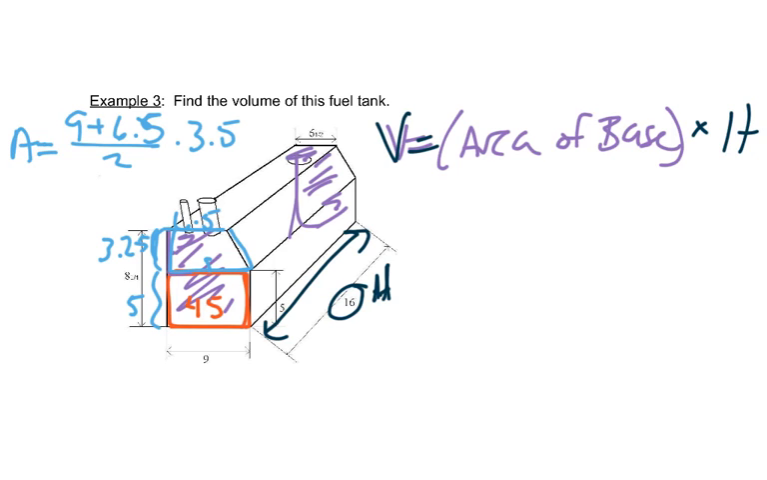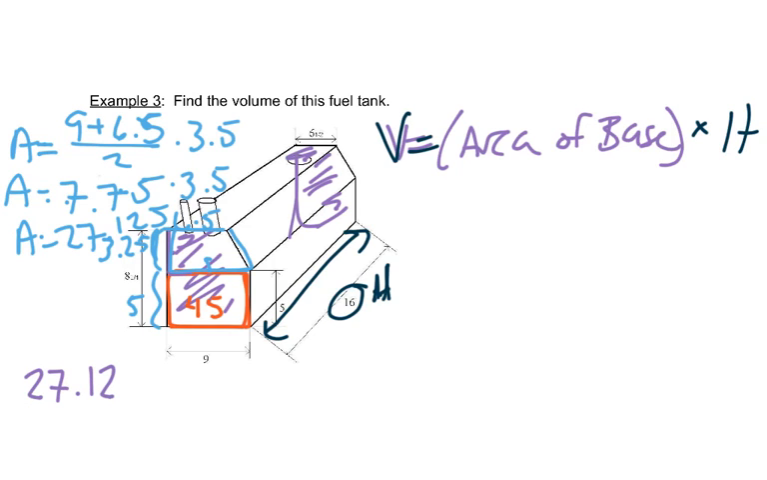So if I take 9 plus 6.5 and then divide by 2, I get 7.75. I'm going to multiply that by 3.5. And that gives me the area of the trapezoid as 27.125. Now I really want the area of this whole piece, so I need to add those two together. 27.125 for this trapezoid plus 45 for this rectangle gives me 72.125. And that's the area of this base.